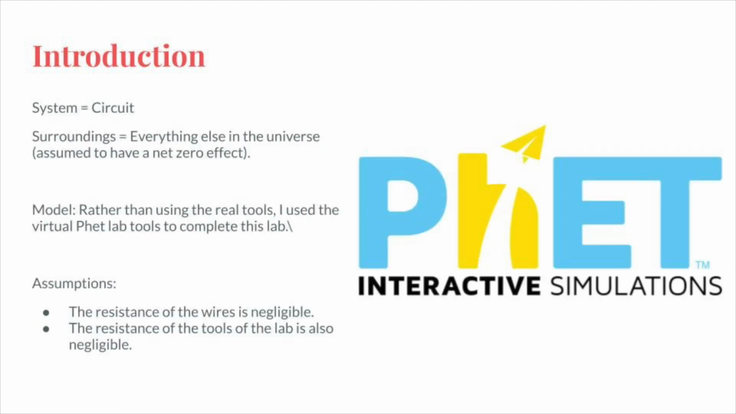In this lab, the system is the circuit, while the surroundings is everything else in the universe, which is assumed to have a net zero effect. Rather than using a real-life model for this lab, we used a PHYS simulation, which is much more accurate and easier to work with. Because of this, the assumptions we made are that the resistance of the wires is negligible, and the resistance of the tools of the lab is also negligible, such as the voltmeter and ammeter.